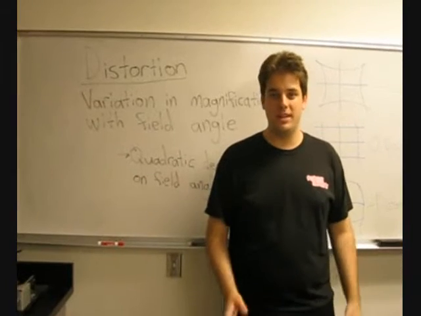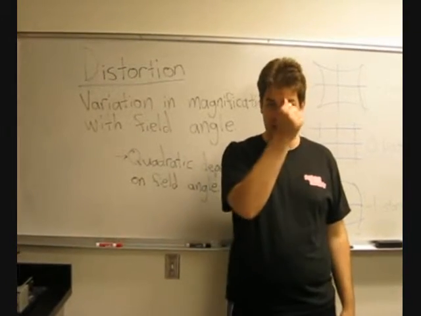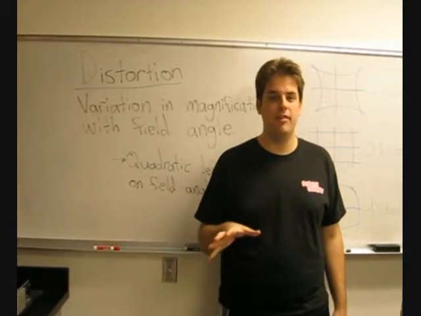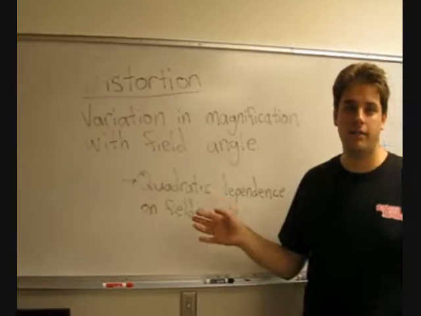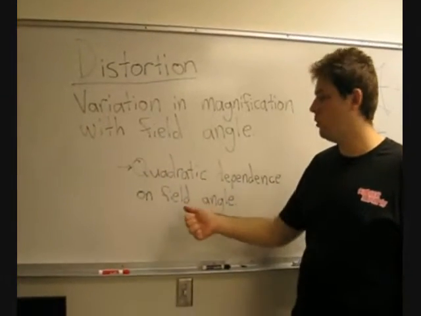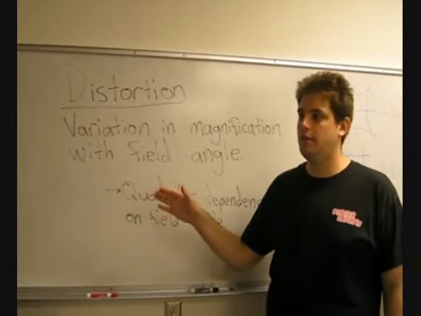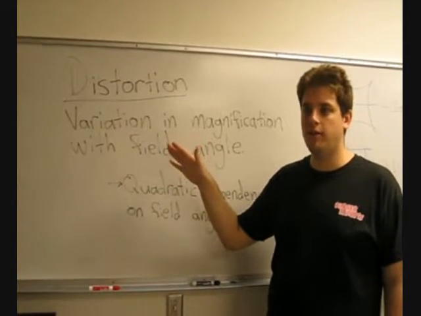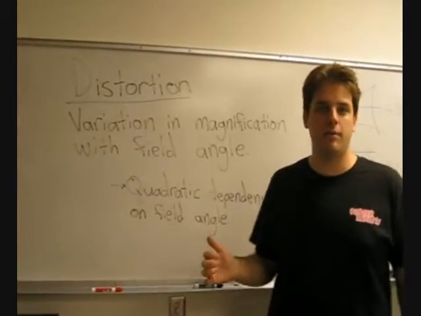In this lab we're going to be taking two camera systems and using MATLAB software to calculate how much distortion the camera systems have and to correct it. Distortion is a variation in magnification with image field, and there's a quadratic dependence on field angle. As you go off axis, if you go twice as far out in field angle, you'll get 4 times as much distortion because of that quadratic dependence.